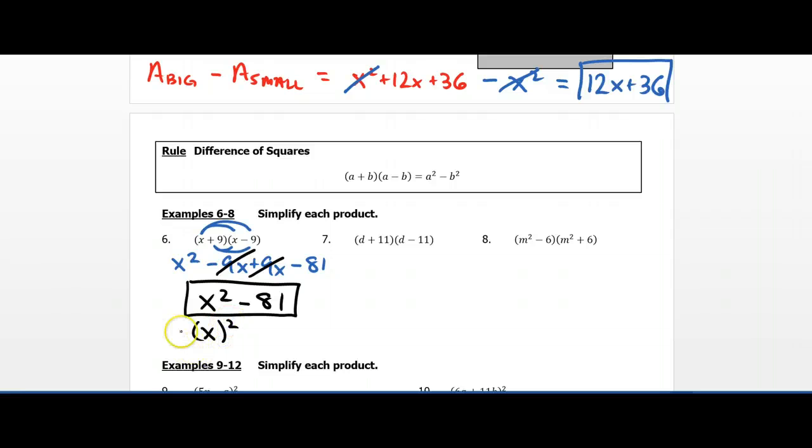X squared is just x squared. Subtract 9 squared, which is 81. You end up getting the answer x squared minus 81. So let's try that with number 7 here.